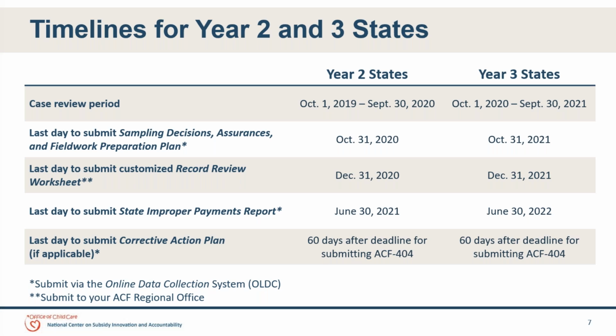June 30th, this summer, for our year 2 states, that is when the improper payments report is due. Of course, if you get your reviews done a little bit earlier and you are ready to submit prior to June 30th, that is always an option. We prefer that, so please feel free to submit early. And for anyone that has an error rate at or above 10%, you will need to submit a corrective action plan, and those are due 60 days after the June 30th deadline of the 404 report.